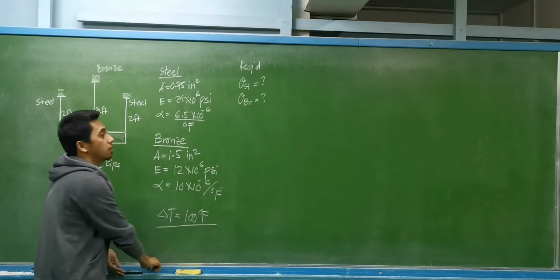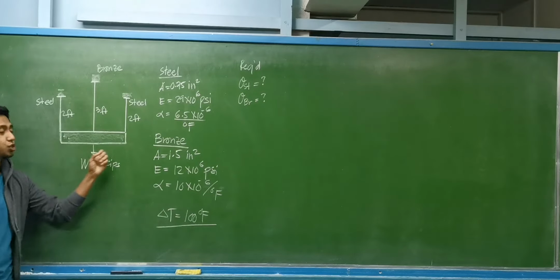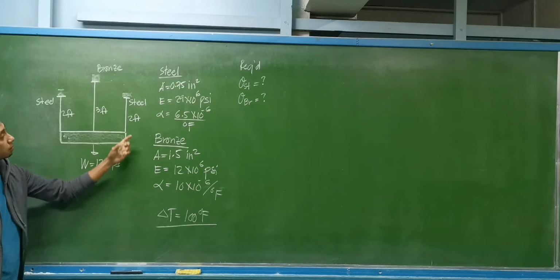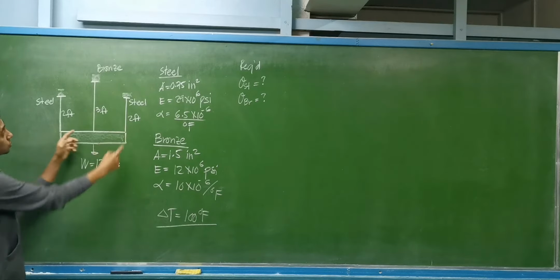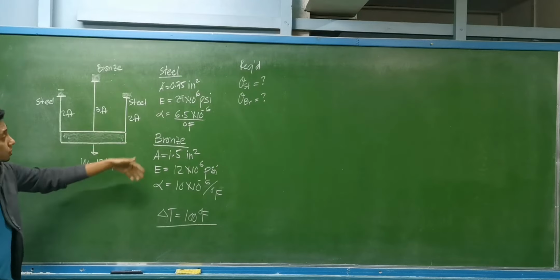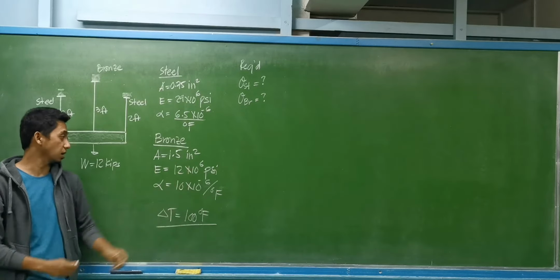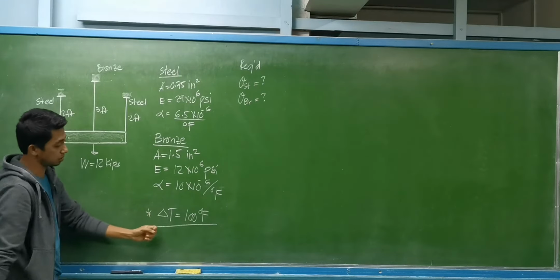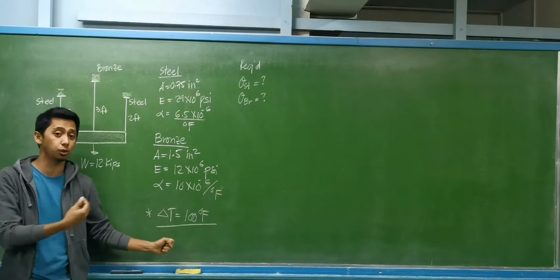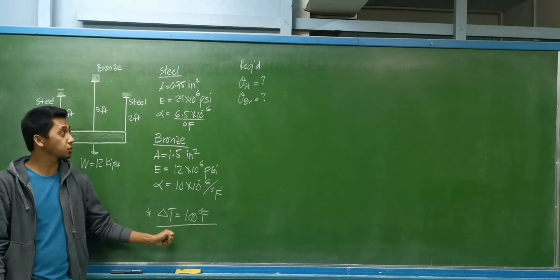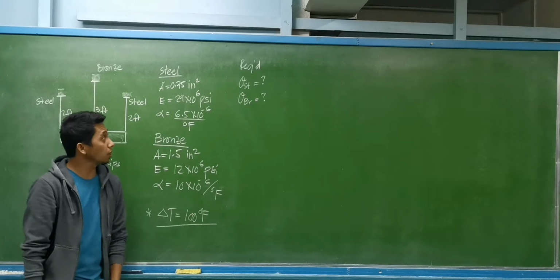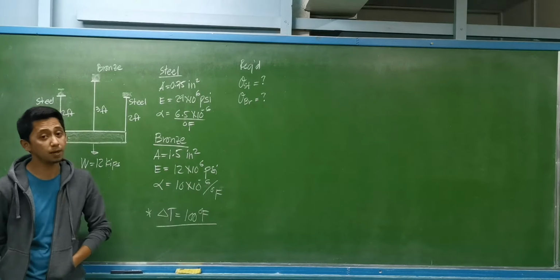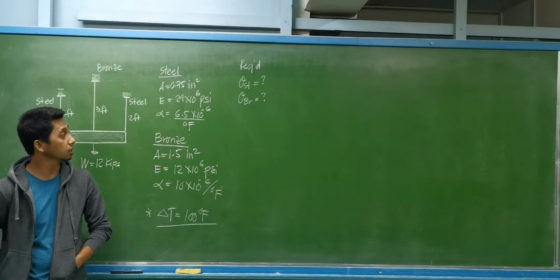So let's have this example. First of all, we have a horizontal block weighing 12 kips. It is supported by 3 rods, 2 steel rods and a bronze rod. So these are the properties of each rod. Then for this example, we are considering the change in temperature or the deformation due to change in temperature. So we are looking for the stress carried by the steel and the stress carried by the bronze rod.